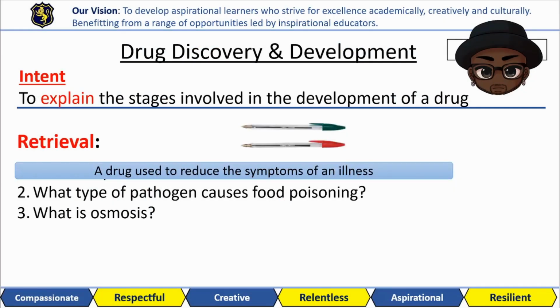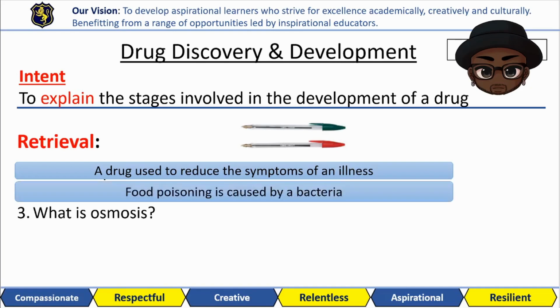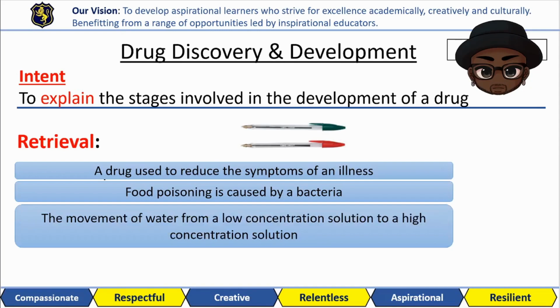We saw from the last lesson that painkillers treat the symptoms of an illness. They don't actually kill the pathogen. Food poisoning is caused by salmonella, which is a bacterium. Osmosis is the movement of water from a low concentration solution to a high concentration solution. Bare students always get osmosis wrong, and if you were one of them, click the card to teleport to that lesson.